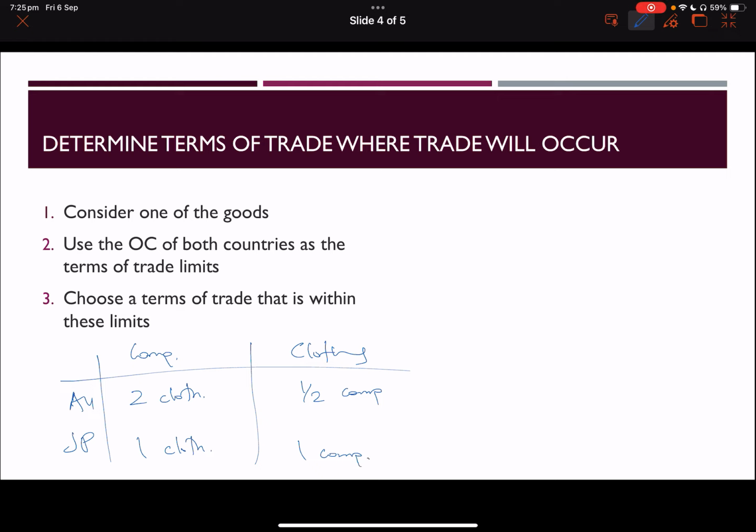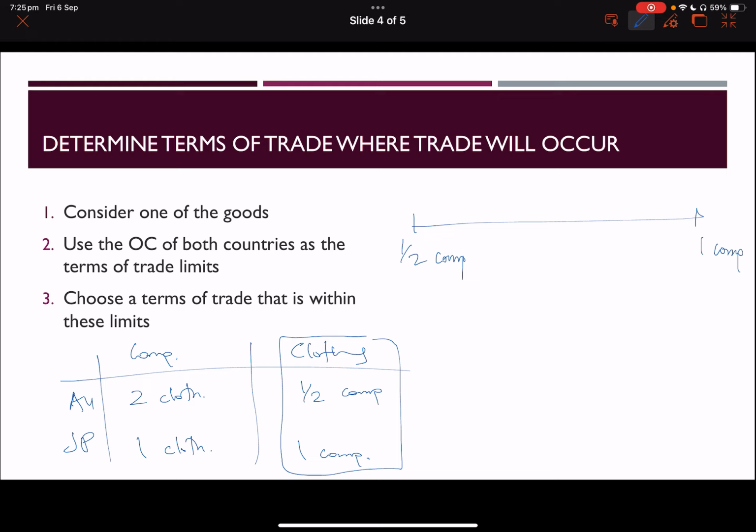Okay, the easiest way to calculate the bounds of the terms of trade is by considering one good and then using the opportunity costs for both countries to be the boundaries. So let's say we'll consider clothing on the right side. Australia's opportunity cost for producing an additional piece of clothing is half, so that's going to be the lower bound of the terms of trade. The upper bound is going to be Japan's opportunity cost of producing 1 unit of clothing, which is going to be 1. So half and 1. To make things a bit easier, I'm going to put the unit as well. So any terms of trade in between half and 1 is going to be worth doing because both countries benefit.